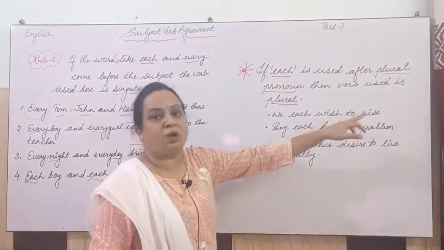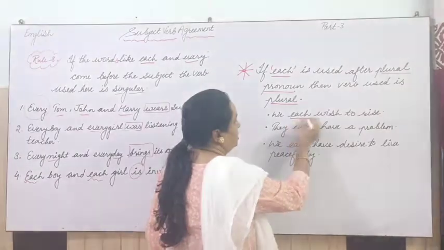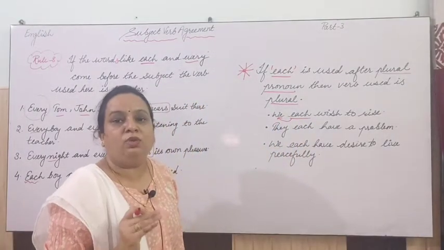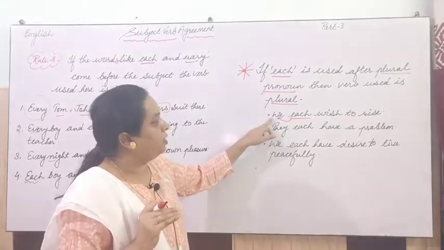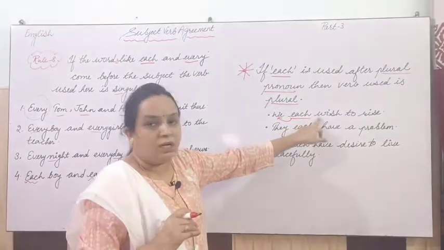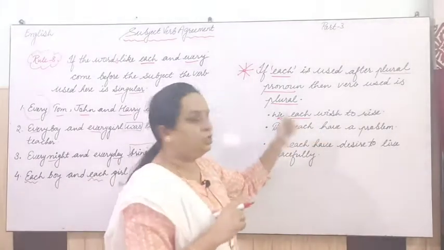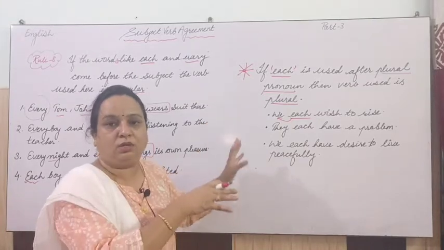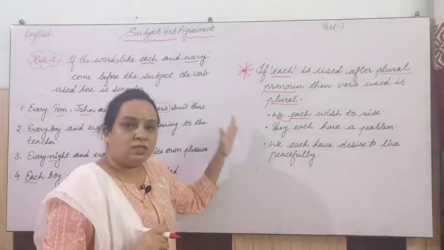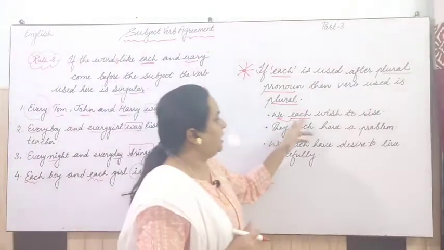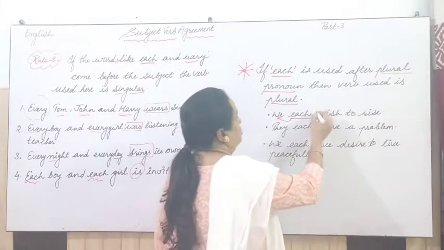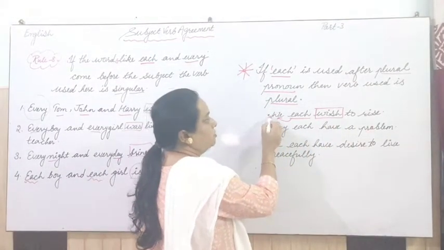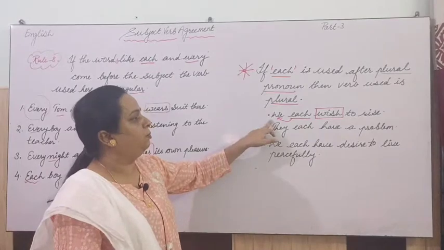We each wish to rise, right? The word each is there, but before that we is there, and we is what? That's a plural pronoun, right? So a plural pronoun is there, each is there, but what verb do we have to use in that case? We will not use, as we have read for each or every elsewhere, just close your eyes and put a singular verb. It's not like that. It's the exception. So, we each wish to rise. Here it is which verb? This is a plural verb, because this we is a plural pronoun.